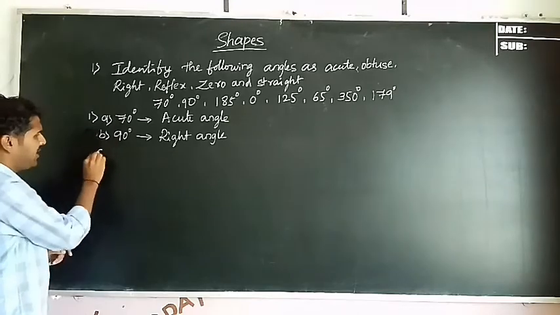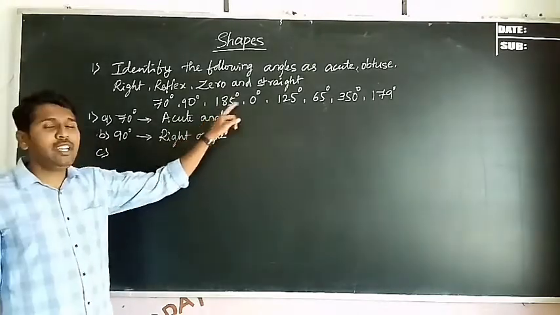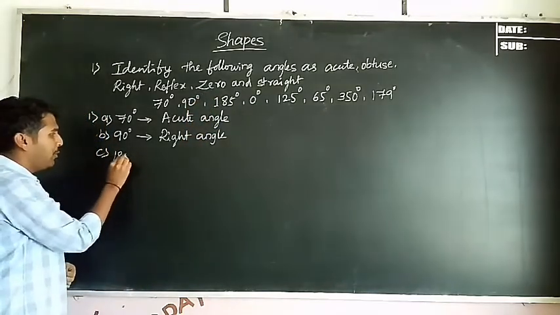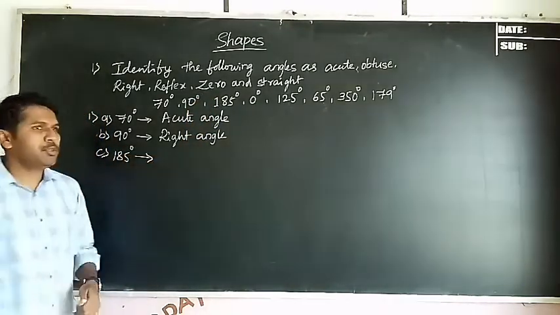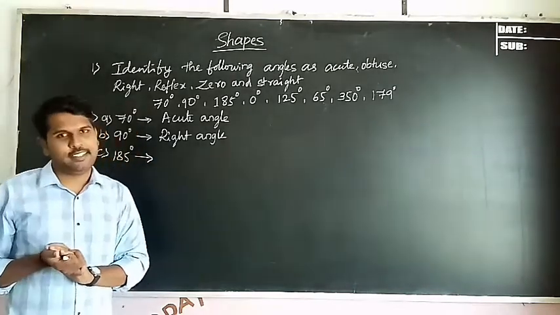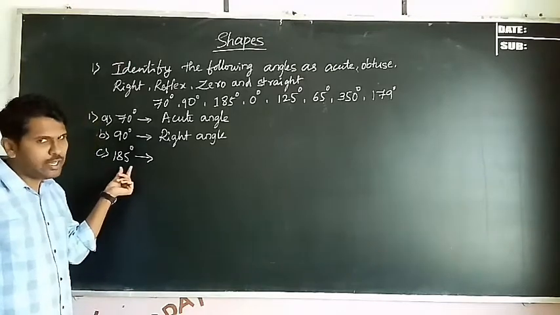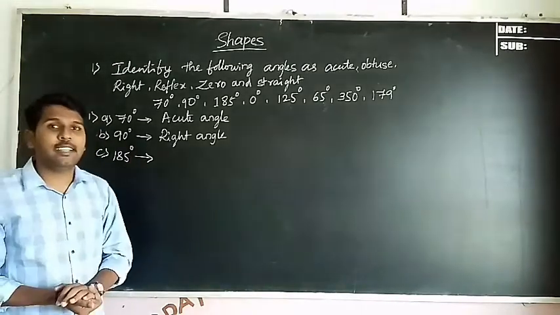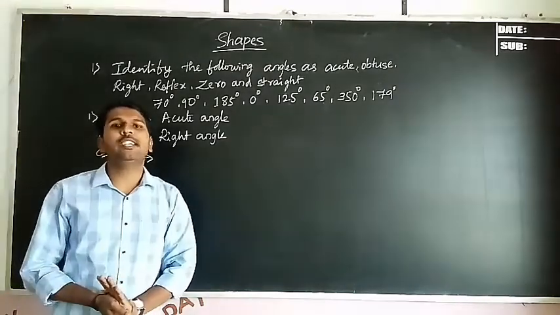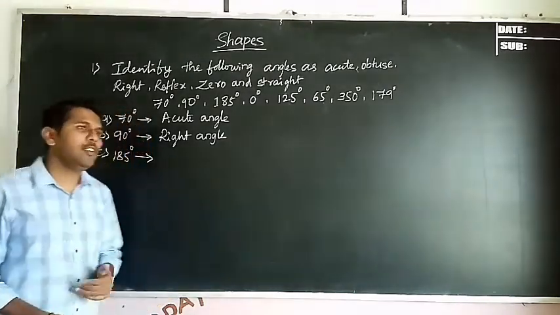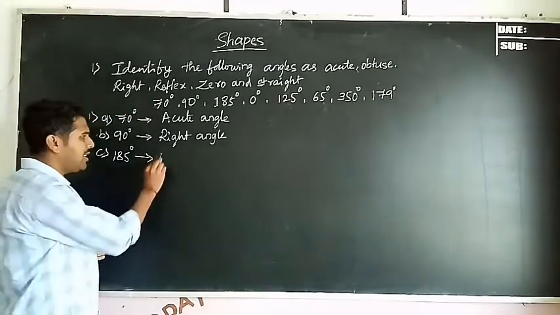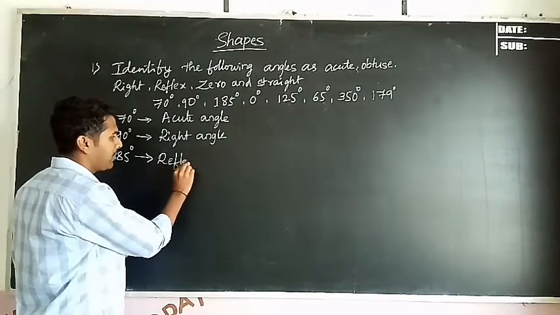Next, 185. So 185 is in between which degrees? It is greater than 180 and less than 360. The angle which is in between 180 degrees and 360 degrees, which angle is it? That is a reflex angle. Today only I have explained the reflex angle. So 185 is a reflex angle.